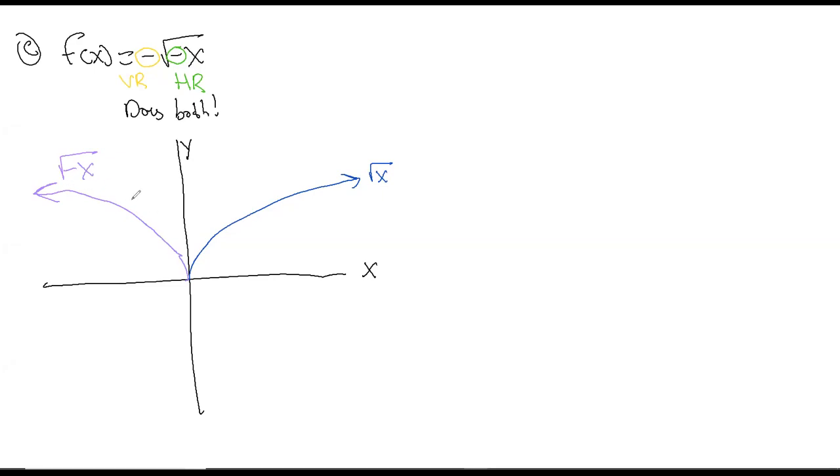Now we're going to take this purple image. This blue thing is gone. Now we're dealing with the purple image, and we're going to reflect it vertically. So we're only reflecting the purple, not the blue, just the purple. Everything that's up becomes down, everything that's down becomes up. So this will now point like so. Doing my best. This right here would be negative square root of negative x, which is the answer.